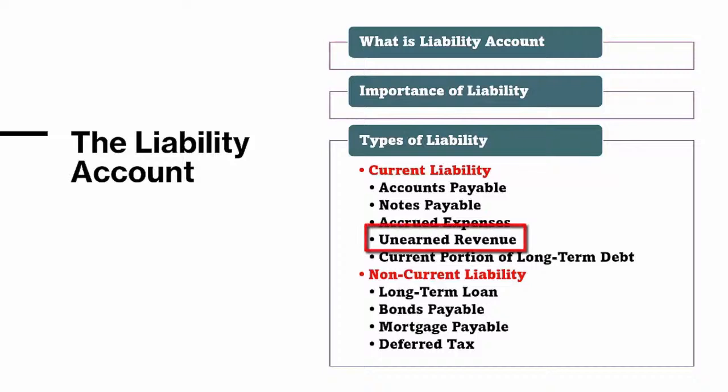Unearned revenue or deferred revenue. This is money the business has received in advance for goods or services it hasn't yet delivered. For example, if a business is paid up front for a service it will provide in the future, that amount is recorded here until the service is completed.